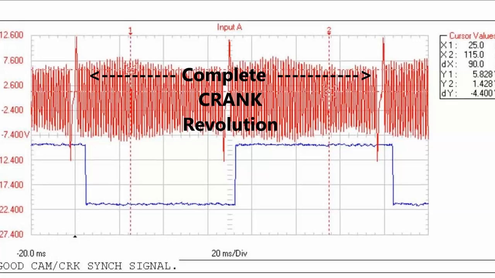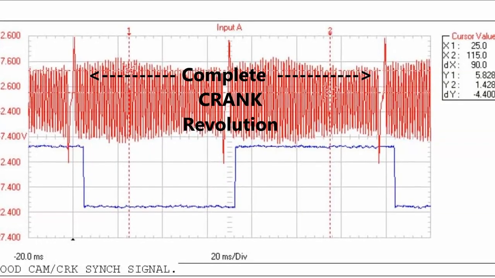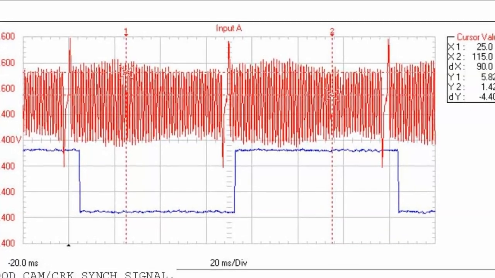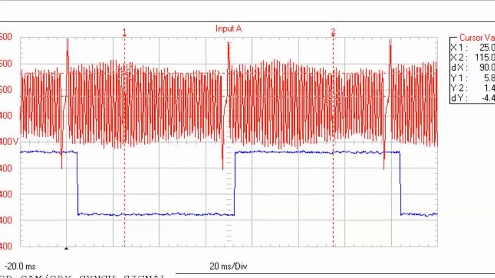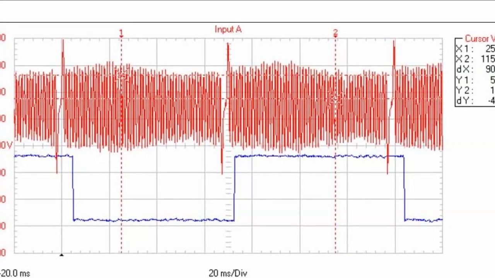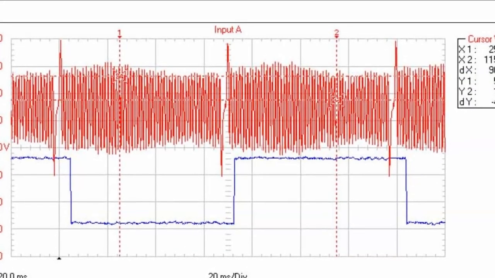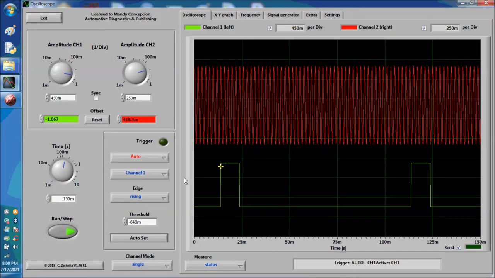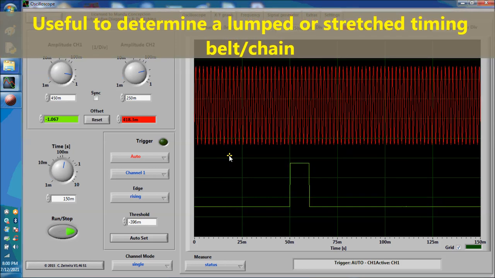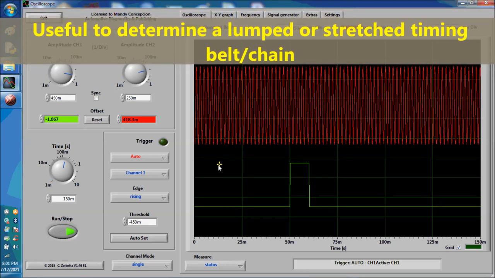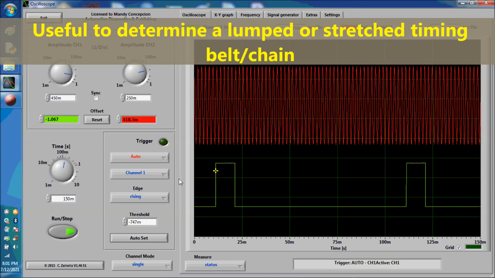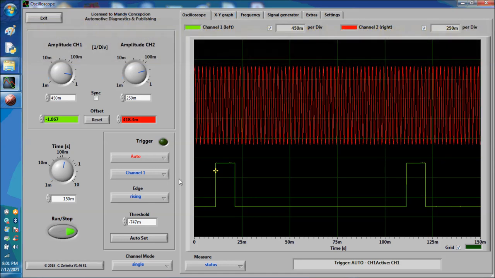Now, on the next shot that we have, we're going to show you how to use these two signals to correlate them and to know whether you have a jumped timing belt or a stretched timing belt, timing chain, and so on and so forth. Now, as you can see on screen, we're going to use the original software that we've always been using. Now, pay attention to these two pulses at the bottom.